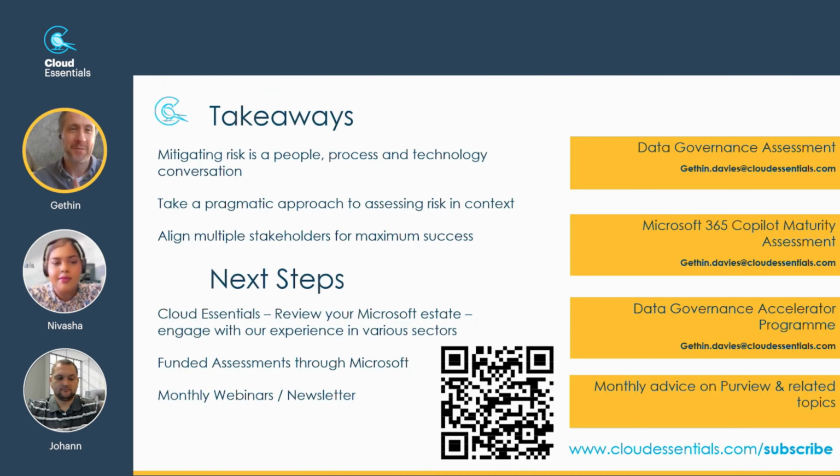Yeah, thanks, guys. So just to wrap it up from my side, it's great to reflect on those key insights from our experts, Johan and Nivasha. Some key takeaways from me from this session, which I've highlighted on the slide here, is that mitigating risk is a people, process, and technology conversation. And that's in line with what we've gone through today from the team. We feel that you've got to take a pragmatic approach to assessing risk in context, and that you need to align multiple stakeholders for maximum success as well. We do think of it as a team sport, so a collaboration between risk and IT professionals, all areas that are aligned with that Cloud Essentials methodology that we've gone through.